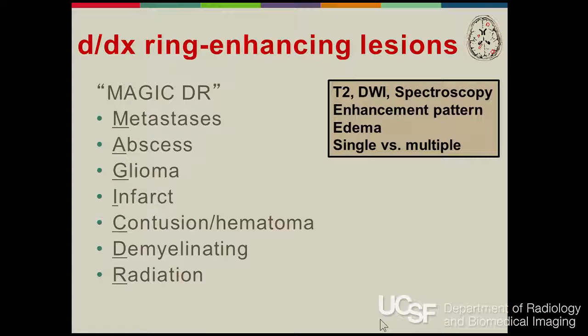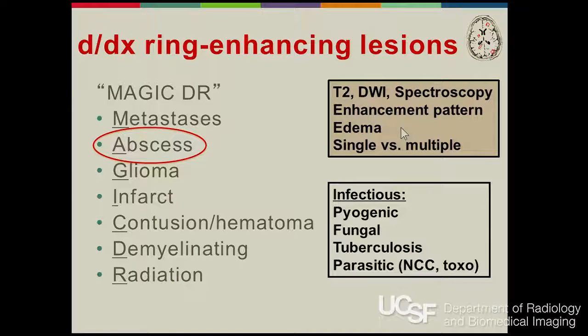This is every radiologist's favorite mnemonic. What a great one, magic doctor. In the setting of infection, we're going to be thinking about abscess. And we're going to look at how T2 imaging, diffusion, and a little bit on spectroscopy can help us come down on this diagnosis. And we'll look at the different enhancement patterns depending on the etiology of the abscess, and whether they're single or multiple can also help you narrow your differential.